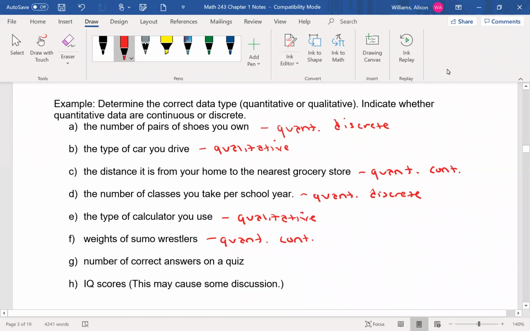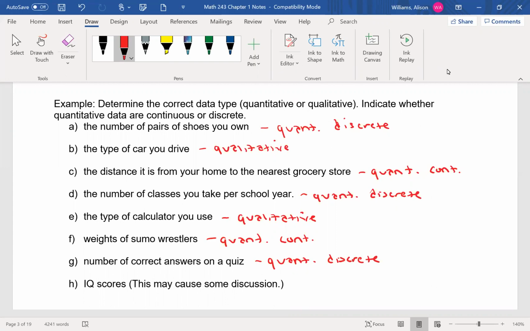Number of correct answers on a quiz. So the correct answers, the amount of correct answers, that has to be quantitative and discrete, because we're not talking about things being half correct. So you might get half points, all right, but that's not making the whole problem correct. If you miss points, that means it's no longer correct. So this will be discrete.